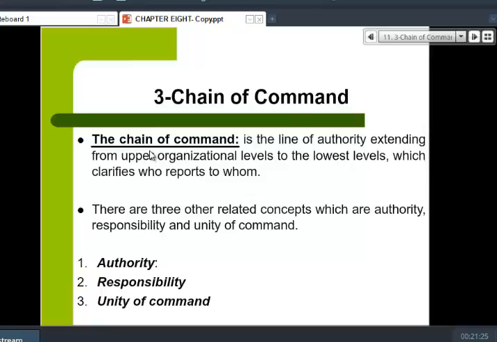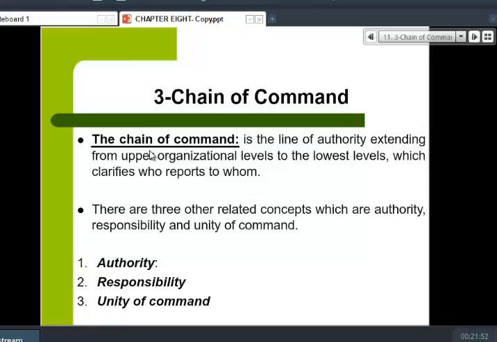So the chain of command is the line of authority extending from upper organizational levels to the lowest levels, which clarifies who reports to whom. The chain of command means, if I'm a normal staff in a company, I have a HOD, a head of department above me, and the HOD has a deputy CEO, and the deputy CEO has a CEO.